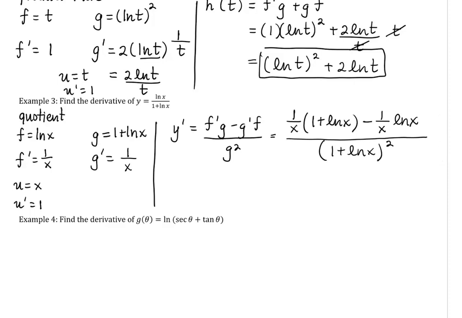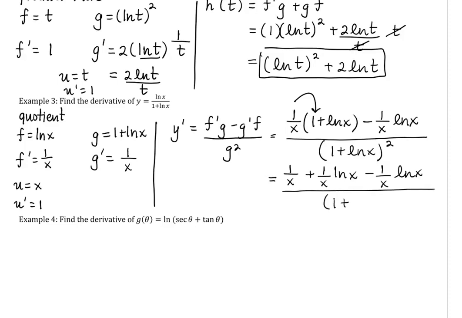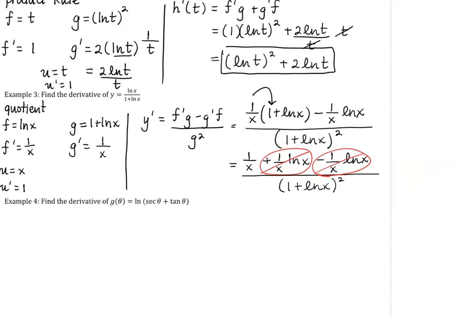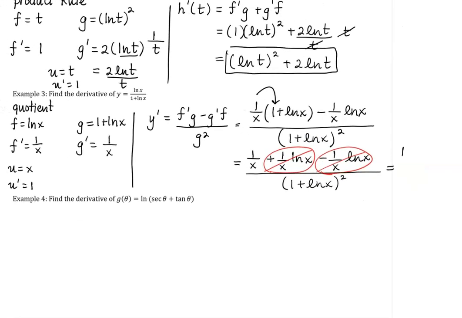Let's distribute in the numerator. So in the numerator, we have 1 over x times 1 plus 1 over x times natural log x minus 1 over x times natural log x. And then all of this is still divided by 1 plus ln x squared. And the reason I distributed in the numerator is because now this term and this term can cancel. And we are just left with 1 over x divided by 1 plus natural log of x all squared.